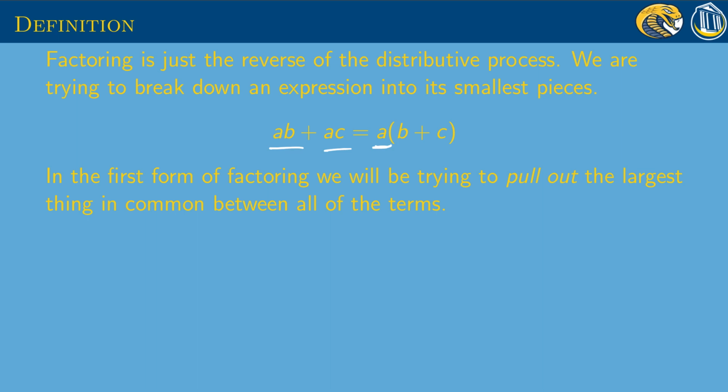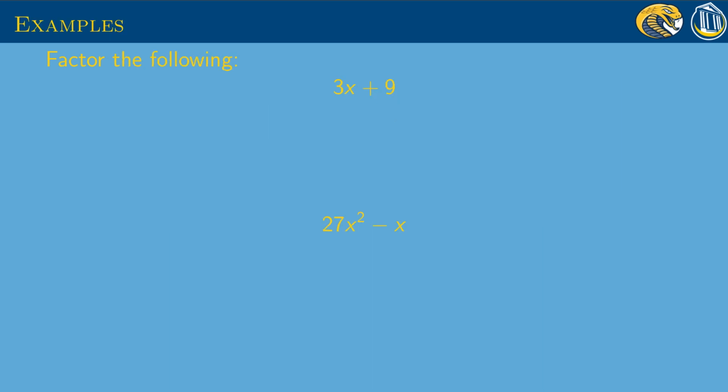In the first form of factoring, we will be trying to pull out the largest thing in common between all of the terms, the largest factor that is in each of the original terms. Let's practice. Let's factor the following.